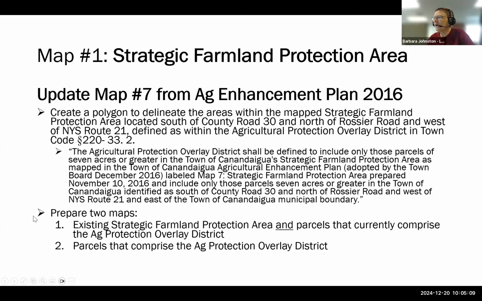Right, so we took a stab at creating a map of that, and then the resulting product will be 2 maps, one that shows the existing protection area from the ag plan, but overlays the map that the areas that are part of the strategic farmland, well, the ag protection overlay district. So let's take a look at what we've got there, because there's a couple of ways to do it and we had a question.